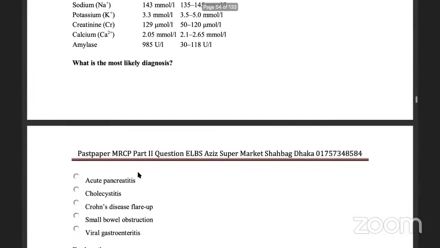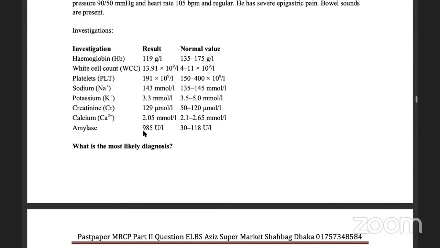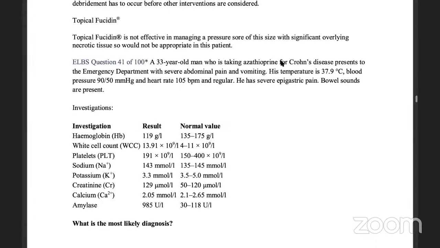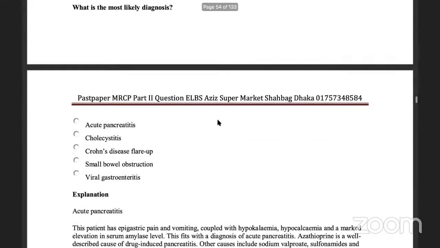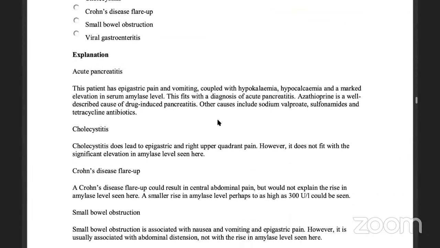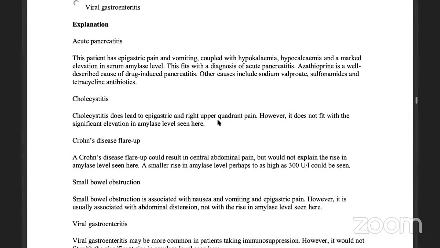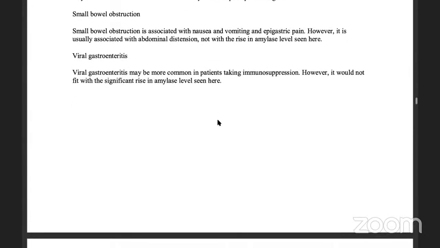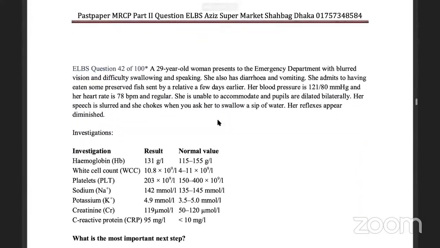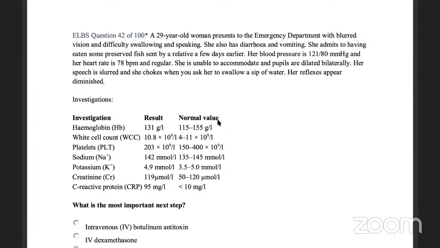What is the most likely diagnosis? Here amylase is raised at 985, calcium low, and the patient is taking azathioprine. And severe abdominal pain, vomiting, temperature present, and severe epigastric pain. So pancreatitis, like acute pancreatitis. Azathioprine causes it, and mesalazine too, about seven times more with azathioprine. Sulfasalazine, yeah, sulfasalazine, more.